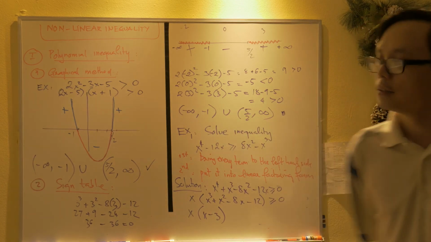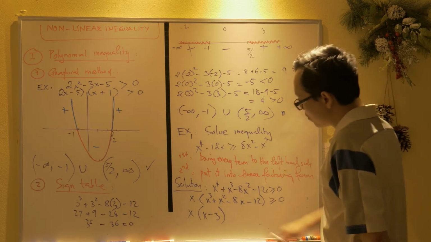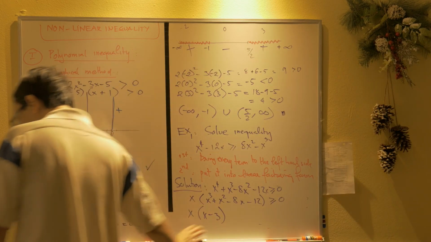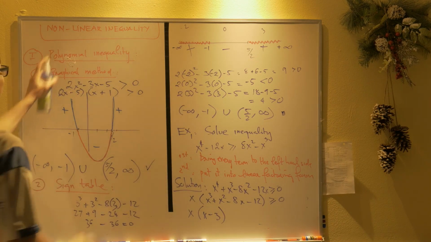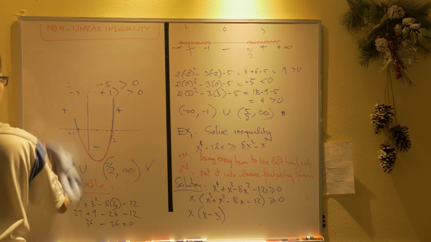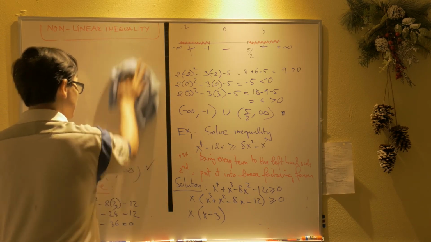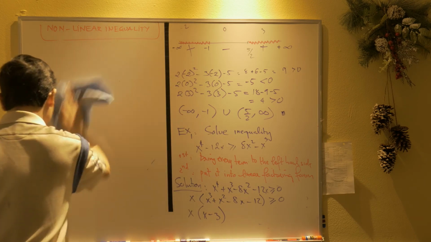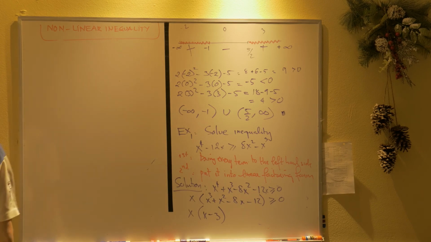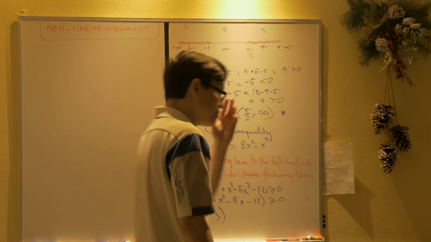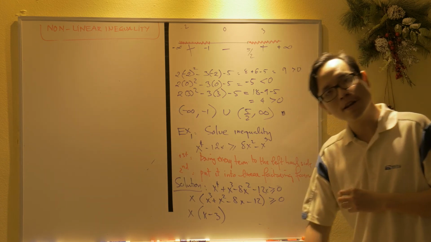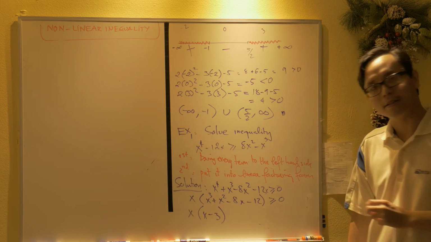x minus 3. But we need to find the rest of them. How are we going to find the rest of them? Let me erase that. That is just one factor. Remember the factor theorem we learned last time? And the remainder theorem we learned last time? We're going to use that to factor.